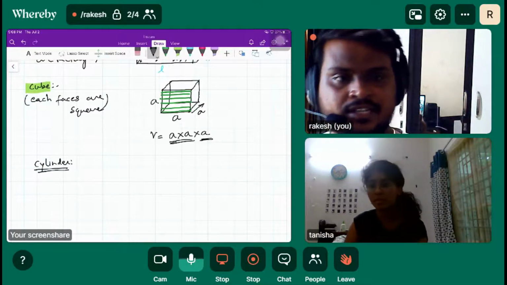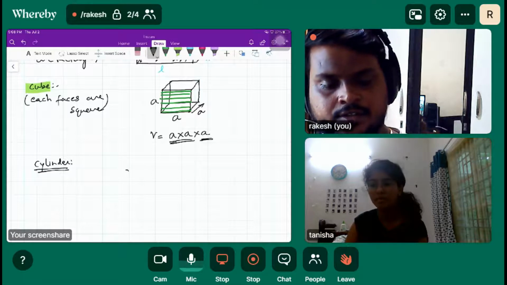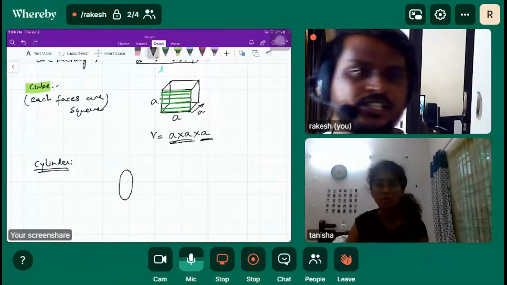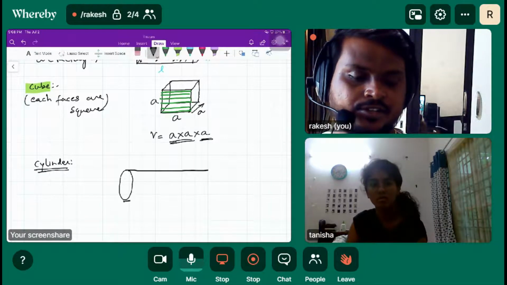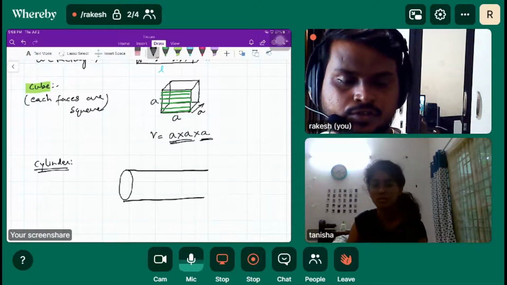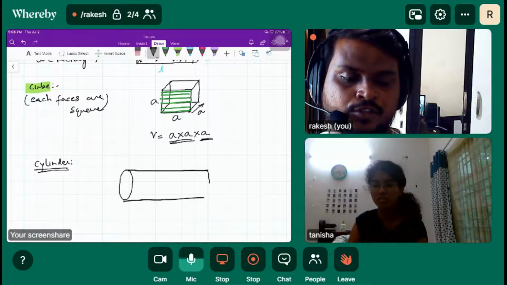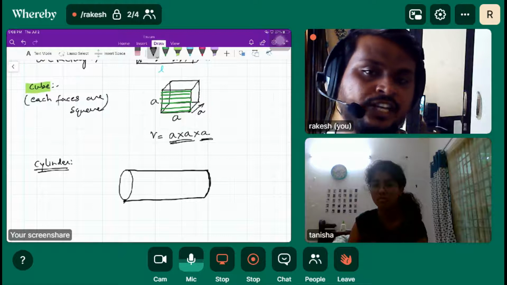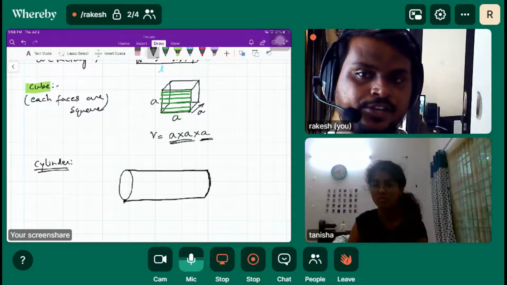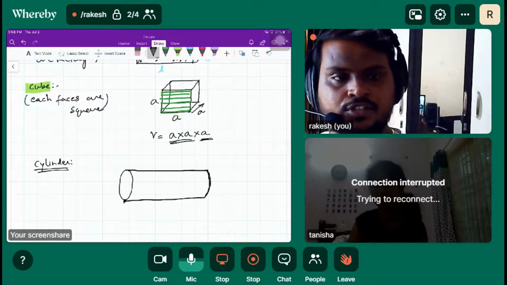Okay. And a cylinder is like a shape whose cross section is basically a circle. That is called a cylinder. So this is a cylinder. What would be the volume of this cylinder? First of all, you have to figure out the area of cross section. So what is the area of cross section?